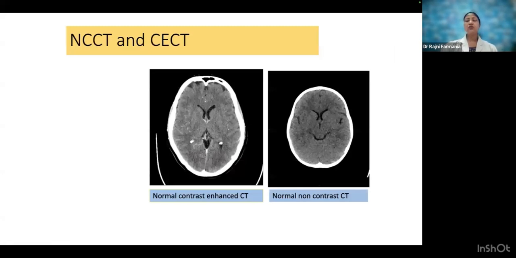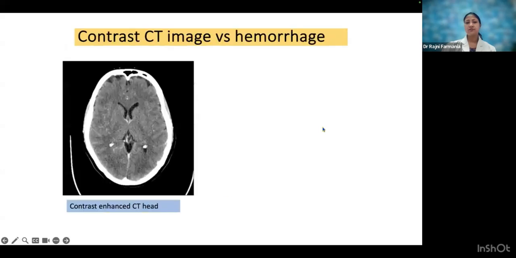Now we all should know that when you read a report of a CT scan, if you get these two images, you have to read the report also, whether it was a contrast enhanced scan or an NCCT scan. Just looking at the image and not knowing whether contrast was given or not can be fallacious sometimes. I'll come to that. So this is a normal contrast enhanced scan, wherein you can see the contrast inside the ventricles and the fissures. And this is a non-contrast.